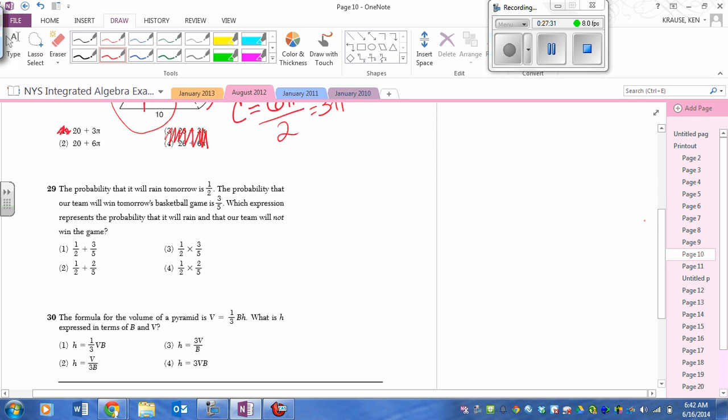The probability that it will rain tomorrow is 1/2. The probability that our team will win tomorrow's basketball game is 3/5. Which expression represents the probability that it will rain and that our team will not win the game? So, if the probability of winning the game is 3/5, the probability of not winning the game would be 2/5. Because remember, these have to add up to 5/5 or 1.